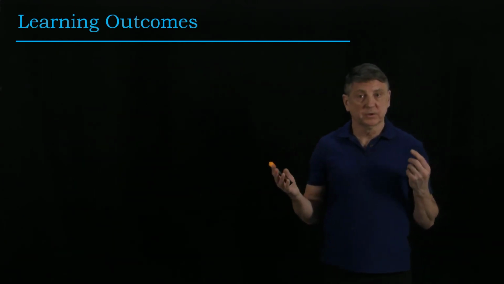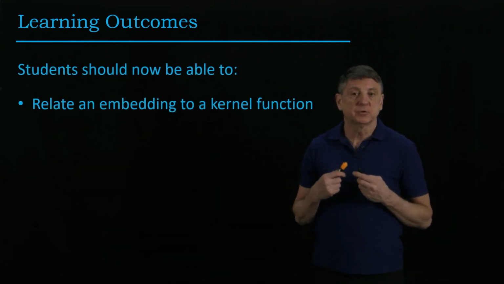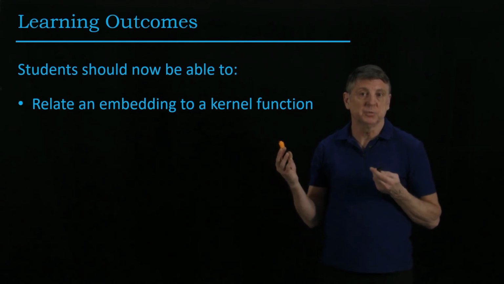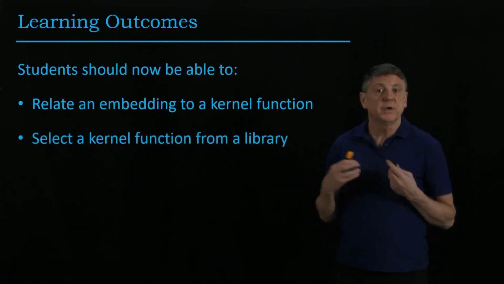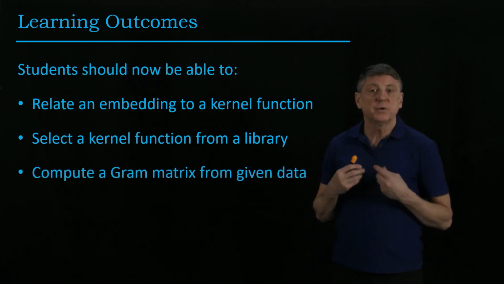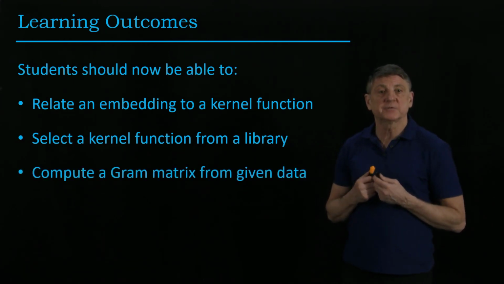So, what have we learned in this lecture? Well, we're now able to relate an embedding to a kernel function. At least for certain embeddings, we'll be able to find a kernel function. We can now select a kernel function from a library of kernel functions, and we now know how to compute a Gram matrix from given data.